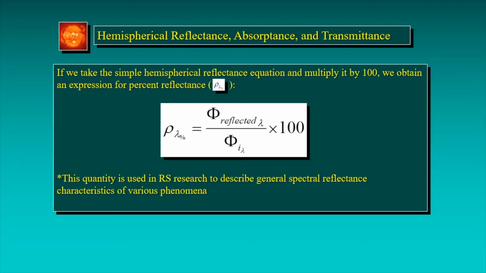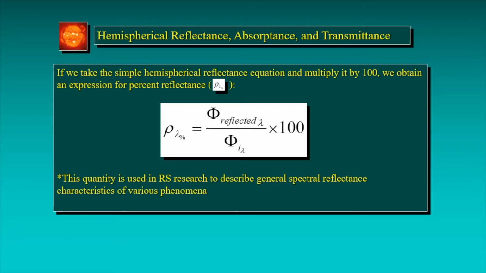Now, if we take our simple hemispherical reflectance equation and just multiply that quantity by 100, we're going to get the expression for percent reflectance. And here we denote that with rho sub lambda, and this is going to be in units of percent. And all we do, again, is take the radiant flux that is reflected from a surface divided by the radiant flux that is incident upon that surface. Again, these are wavelength dependent quantities. We multiply that quantity by 100, and that yields our percent reflectance.